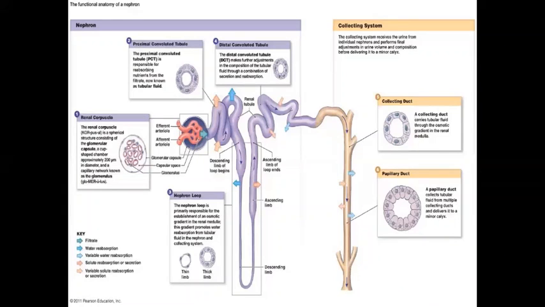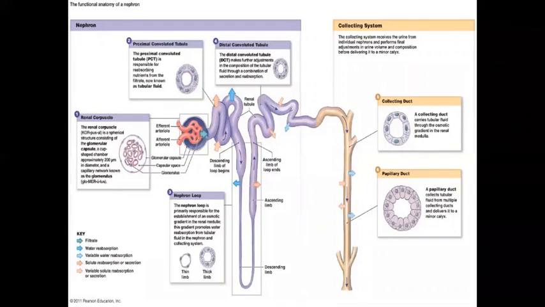So the proximal convoluted tubule is responsible for reabsorbing some of the nutrients. For instance, glucose has to be reabsorbed here. Amino acids have to be reabsorbed here. Then to some extent electrolytes, for instance bicarbonates, sodium, and other electrolytes, have to be reabsorbed here. So it's mainly responsible for reabsorption of nutrients back into the body.